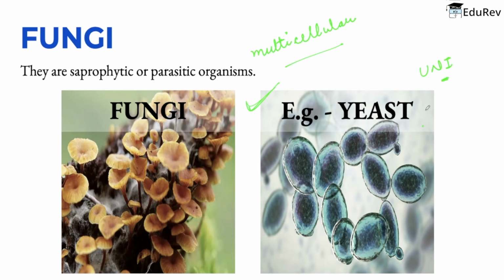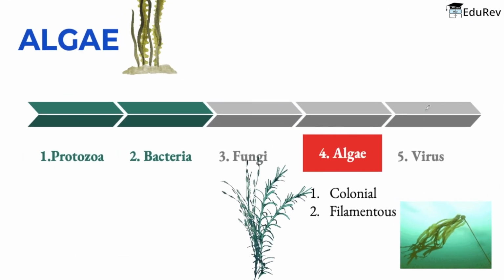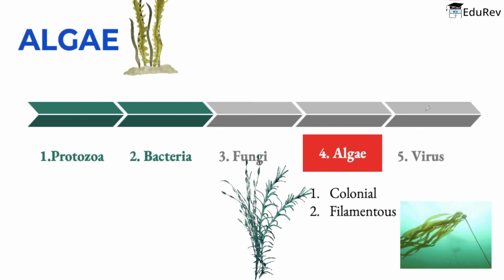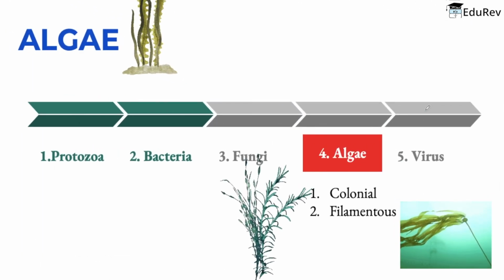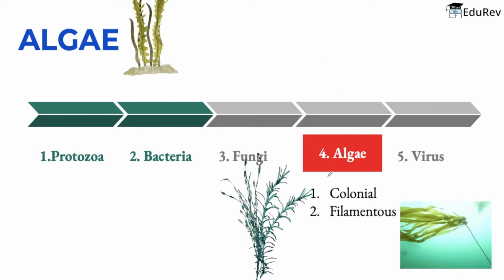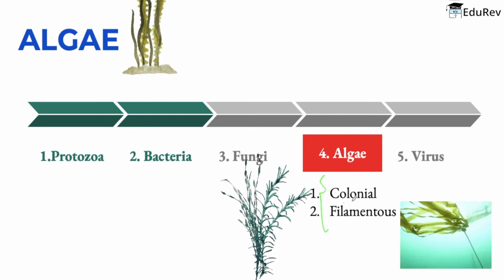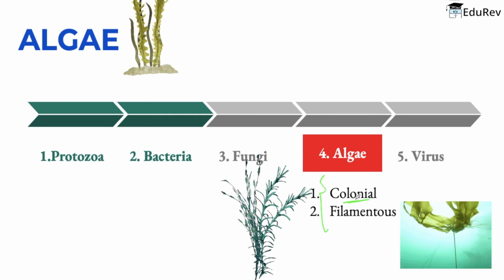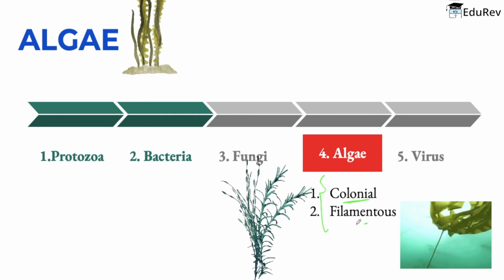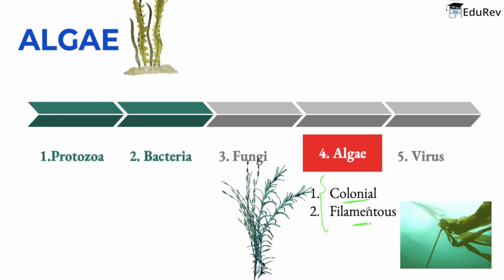Now let's move forward and study about algae. So let's see what are algae. The two important points that we need to study in algae are that they are colonial, that means they survive in colonies, and secondly, that they are filamentous, that means that they have filaments.